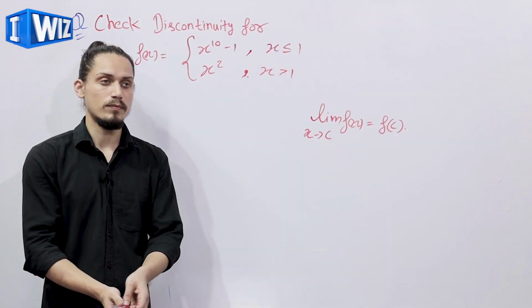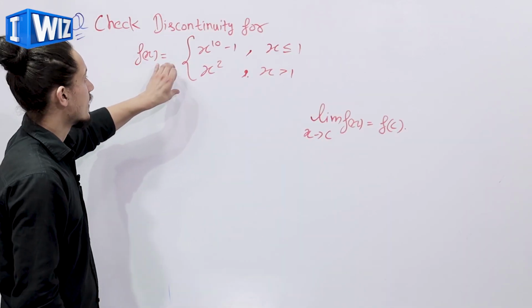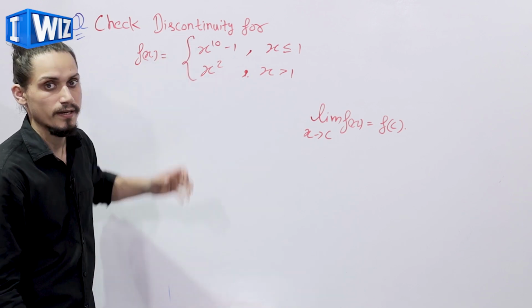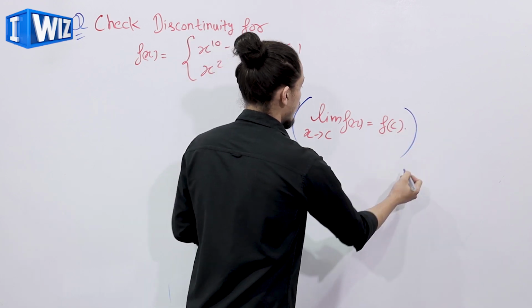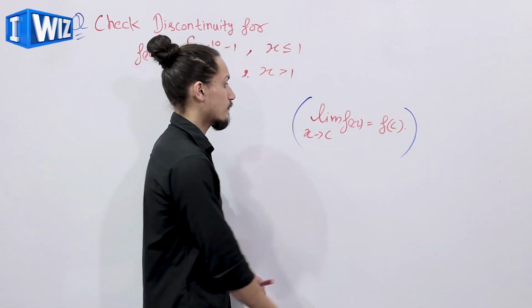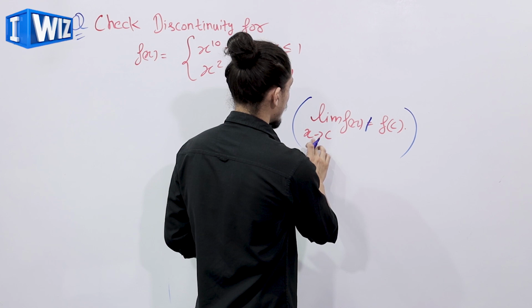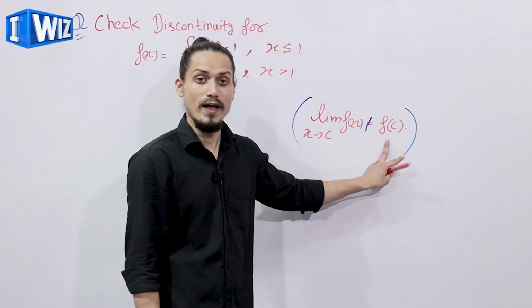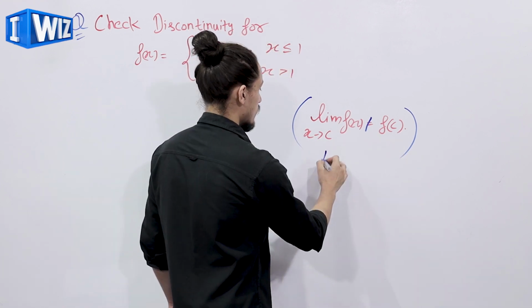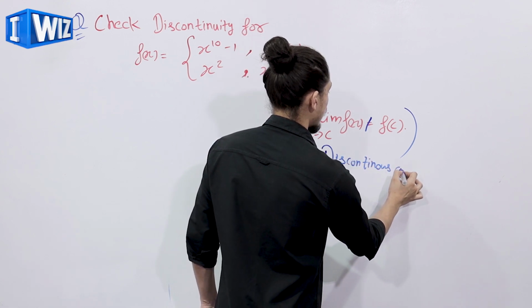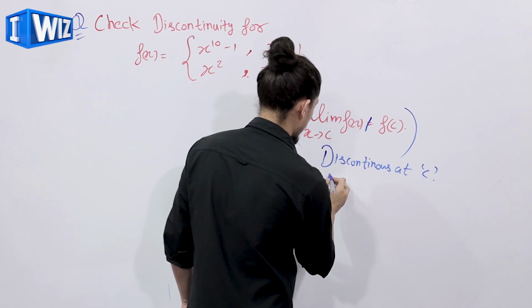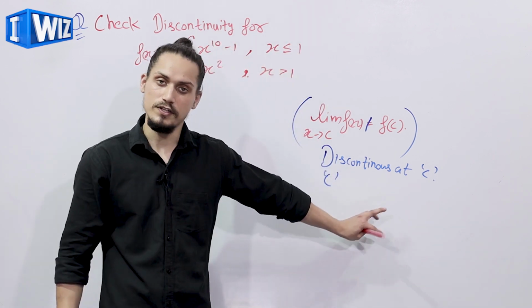Now for the next example, we are given a function f of x and we have to check its discontinuity. What is discontinuity? We know a function is said to be continuous if it satisfies this condition. If in case limit x approaches c of f of x is not equal to f of c, then we say this function is discontinuous at point c, and this point c is called the point of discontinuity.